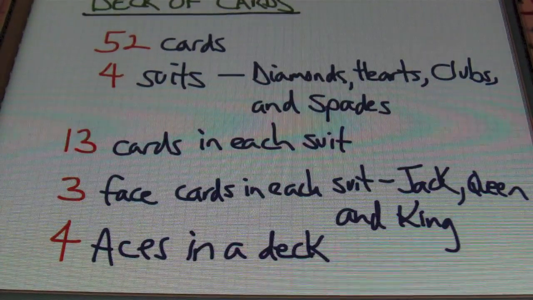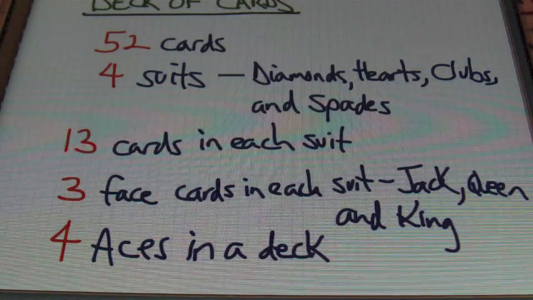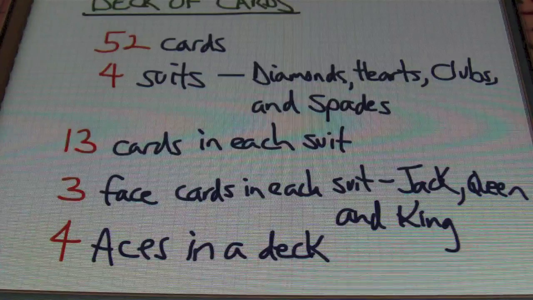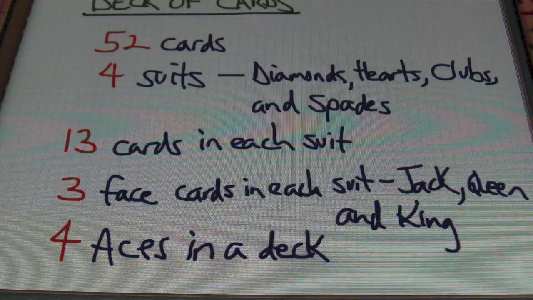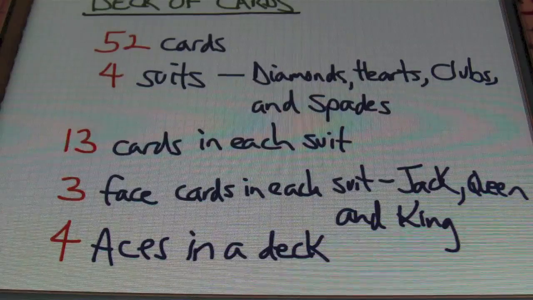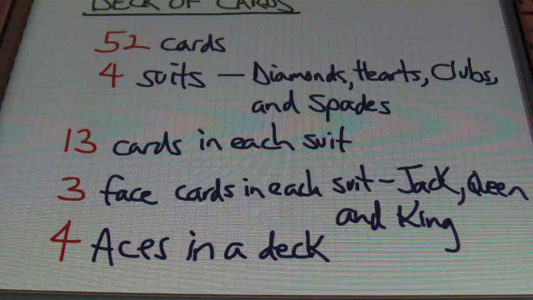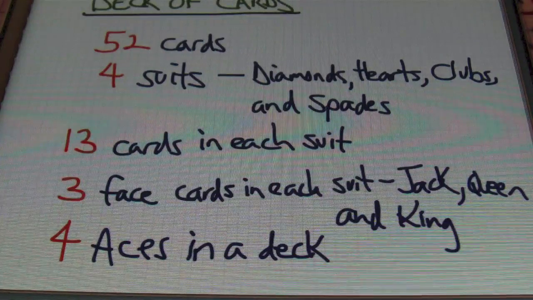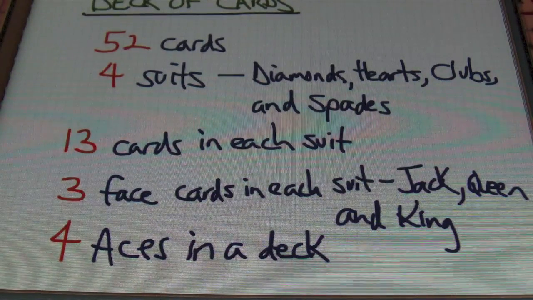4 aces. That's it. And a lot of times, ladies and gentlemen, the aces are used for 1, and in blackjack it's used for 1 or 11, but you really don't have to worry about that stuff in most of these probability problems that deal with a deck of cards. But bottom line, you just need to know that there are 4 aces in the deck. An ace is not a face card, and it's not a numerical card, okay? It's just an ace. We'll just leave it at that.